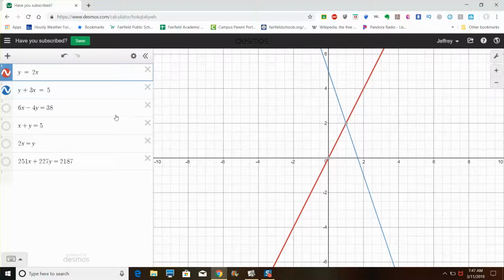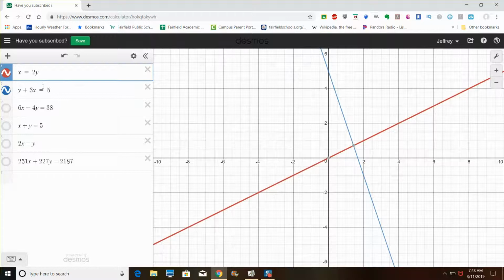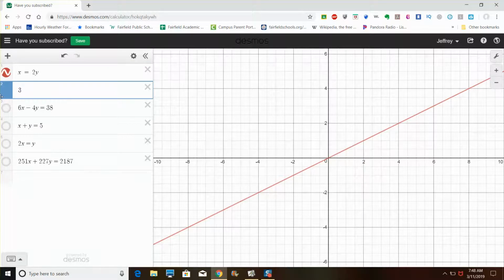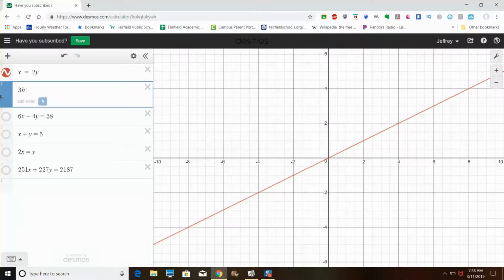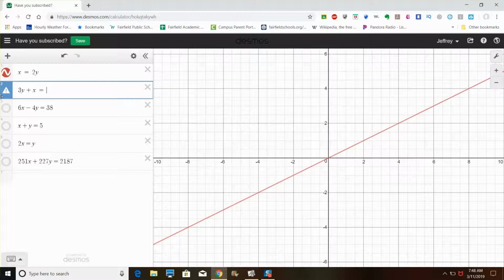Now because I morphed the equations, I should have written x equals 2y, which I can do right here just to fix that up. And then I can write 3y plus x equals 5.